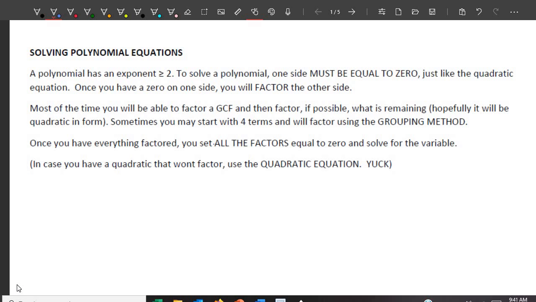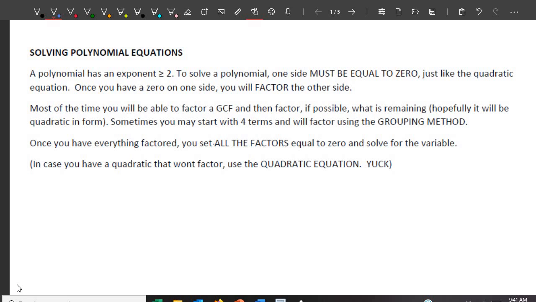Now, most of the time you're going to be able to factor out a GCF, and you're going to have a trinomial left over or a binomial left over, a difference of 2 squares. We may have to do the grouping method if you've got 4 terms. I've got a couple of examples of that. But once you get everything factored, just like with the quadratic equation, you got to set everything equal to 0 and solve for x.